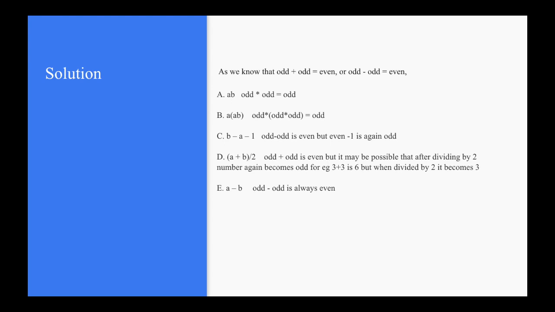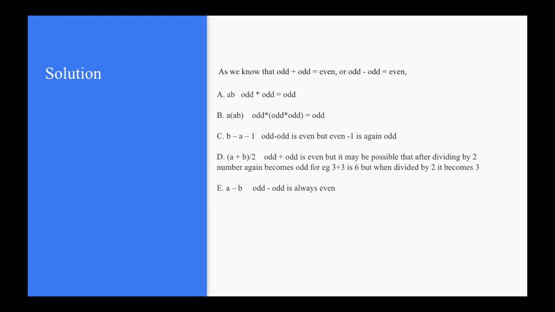Now, coming to the third option, b minus a minus 1. Odd minus odd is an even number, and even number minus odd number would always be an odd number. So that would take me to option three, that the result would always be an odd number.